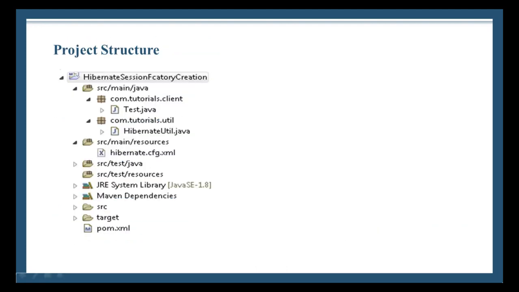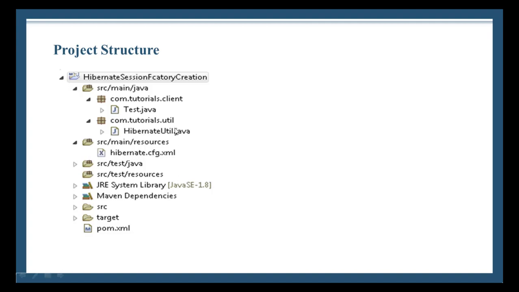Now this is the project structure which I have followed. I have a project, Hibernate Session Factory Creation, which is an example of how we can create the session factory in Hibernate 5. And then I have created these different packages within src main Java. There are two packages. One is com.tutorials.client and second is com.tutorials.util.